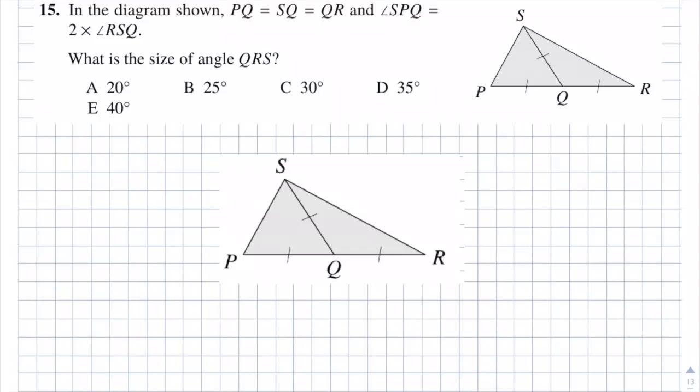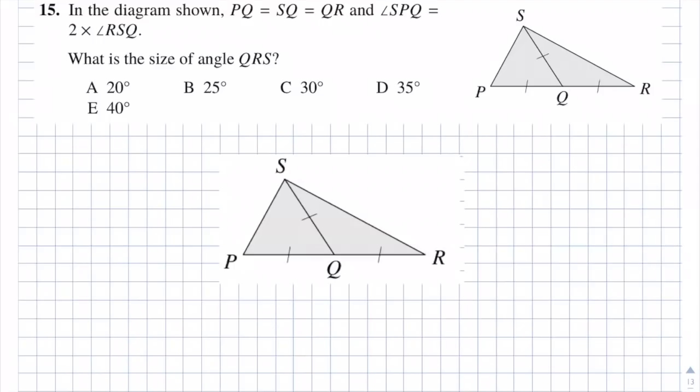And angle SPQ is equal to 2 times angle RSQ. What is the size of angle QRS? Got answers as A is 20, B is 25, C is 30, D is 35, and E is 40.